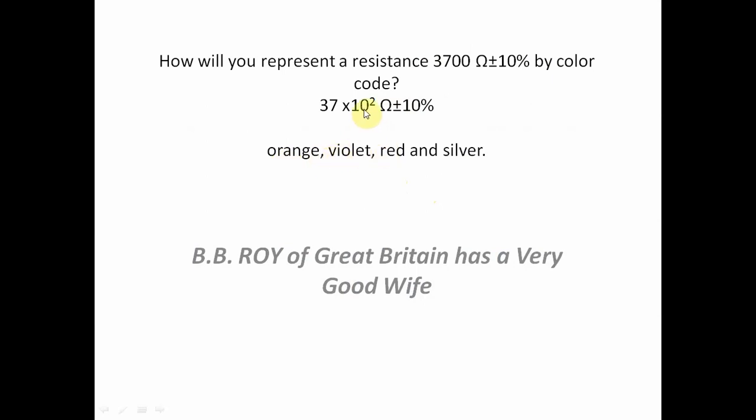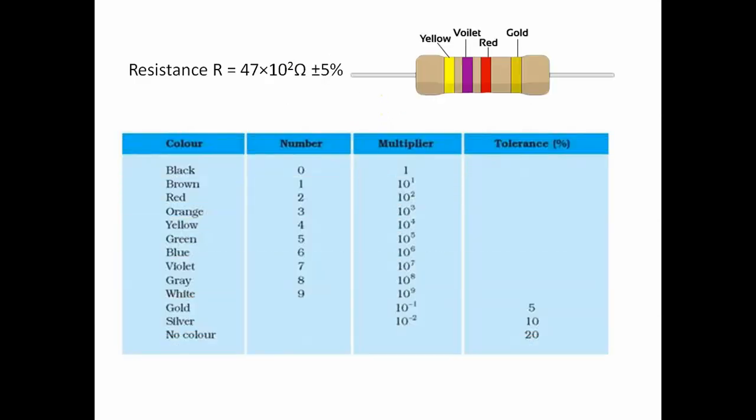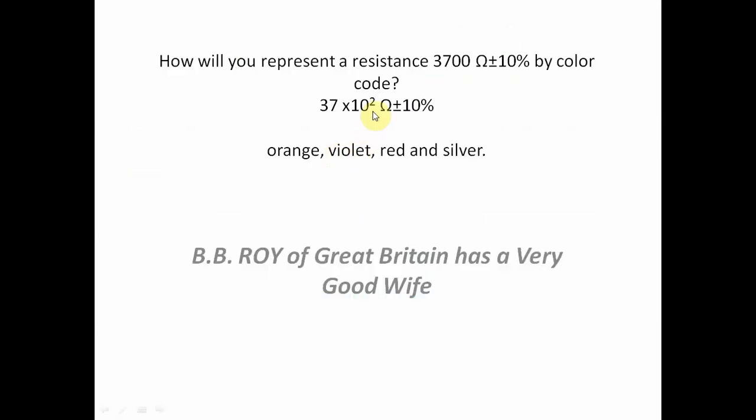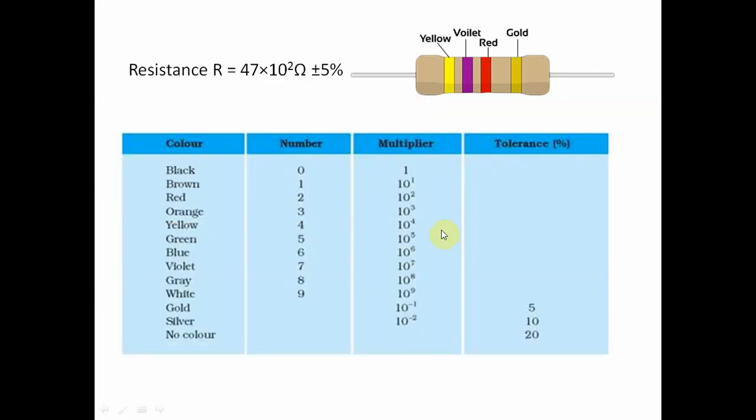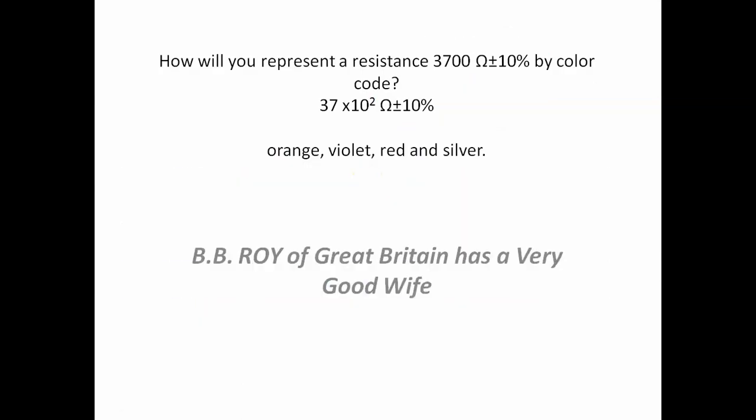Next, the multiplier is 2, and 2 corresponds to red in this table. So the third band will be red. And the tolerance is 10%, which from this table is silver. So in this way we can find the color code of a given carbon resistor.